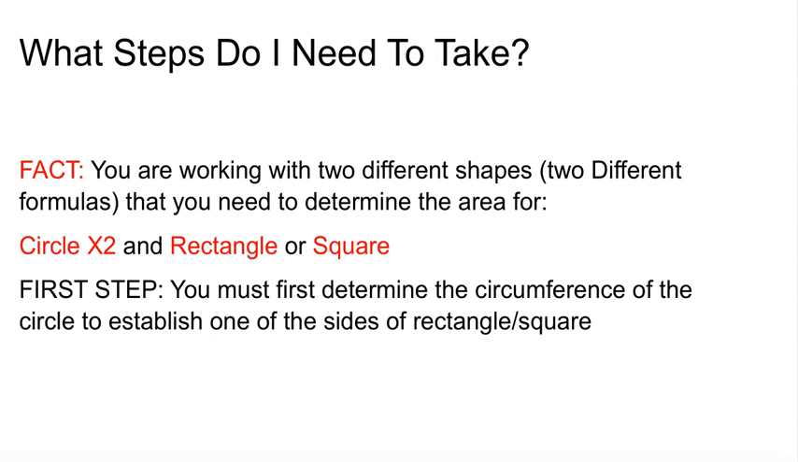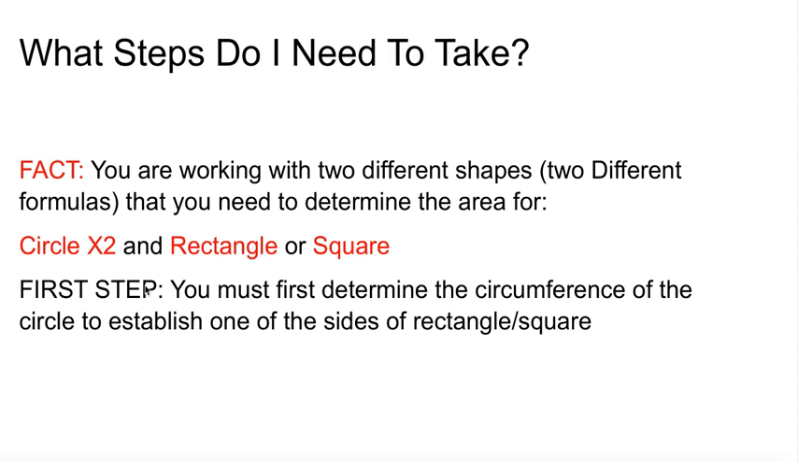Now, what steps do I need to take? First of all, you are working with two different shapes, so two different formulas, and you need to determine the area for both of those shapes. Next, the circle, there's two of them, and a rectangle or a square. There are two circles and either a rectangle or a square. However, the first step before you do any of this is to determine the circumference of the circle to establish one of the sides of the rectangle.